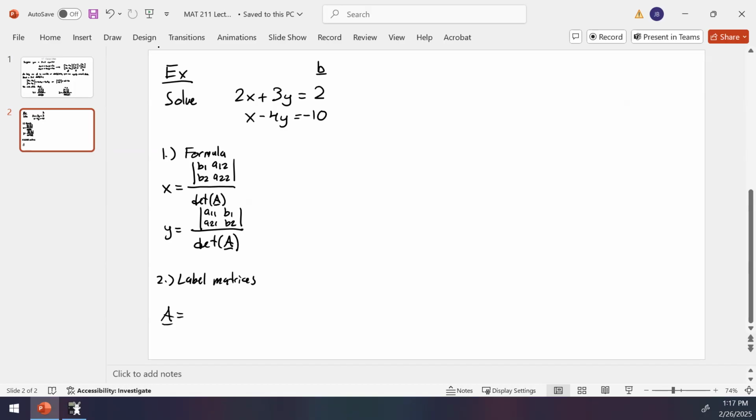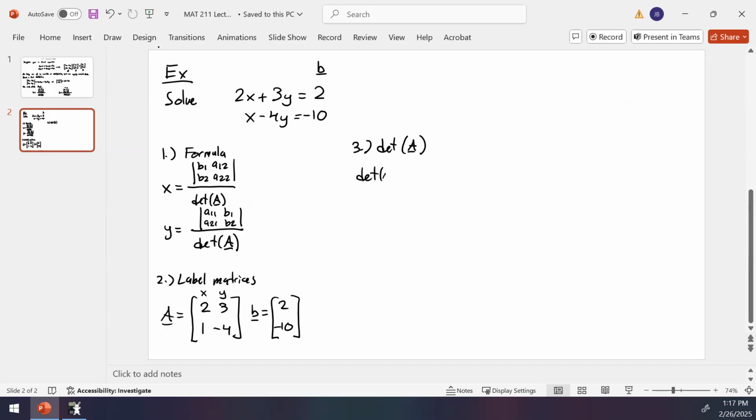So A will be equal to your numbers, so X and Y. So 2, 1, 3, -4. And then B, which is B1 and B2, that's just going to be your constants, 2 and -10. Now we can calculate the determinant of A.